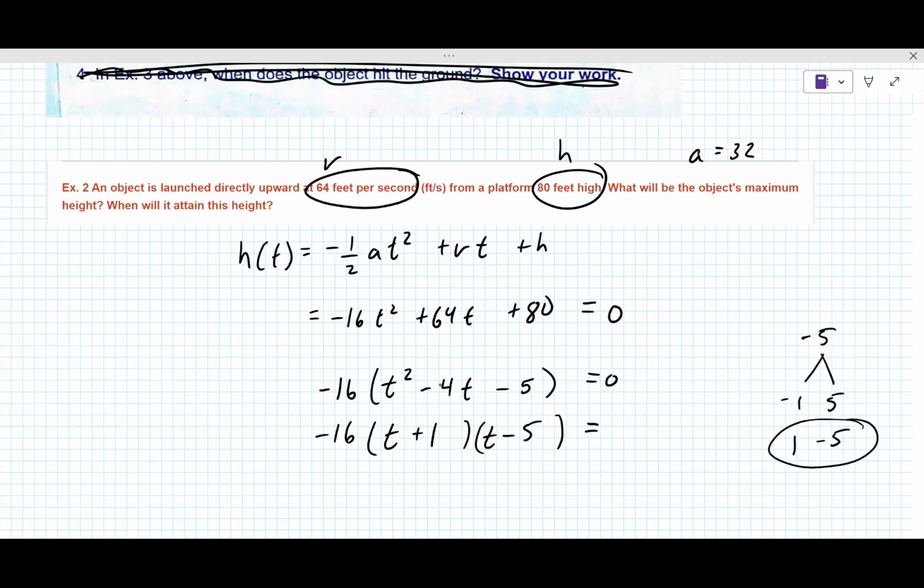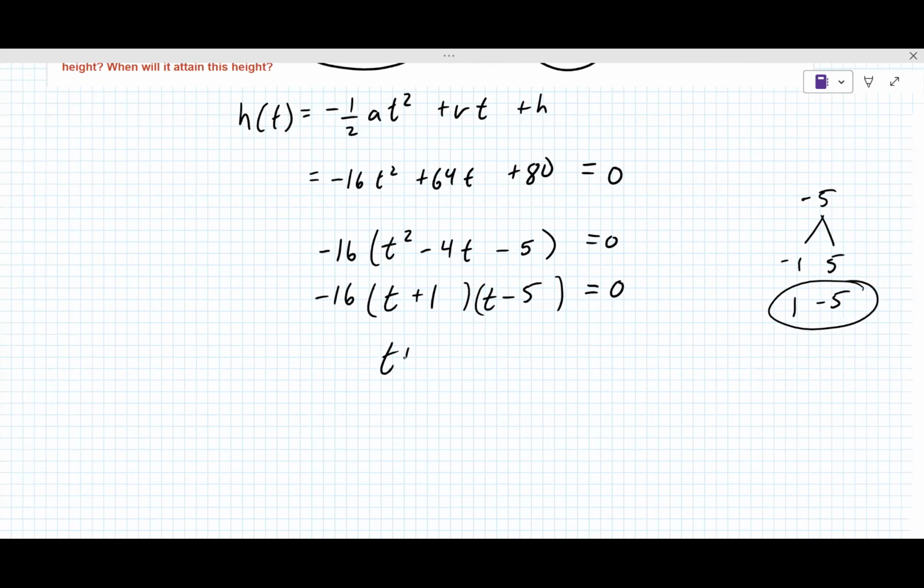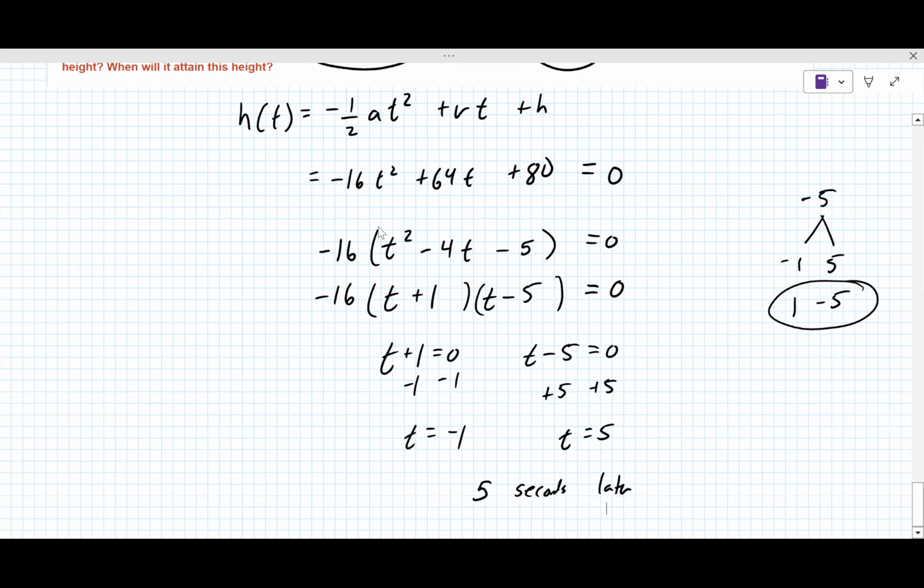Do you remember what to do from here to solve this? I was about to say FOIL, but FOIL will get us going backwards. So we want to set each of these equal to 0. For the first one, you subtract 1, so t is minus 1. The second one, you add 5, so t is 5. Which one makes sense in this situation? The 5. Yes, so you'd say 5 seconds later, because positive time.